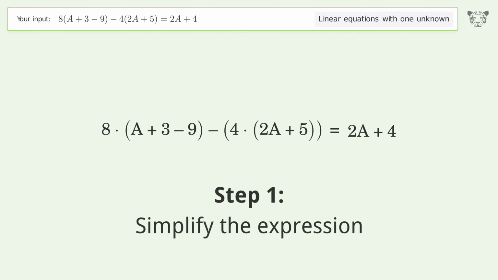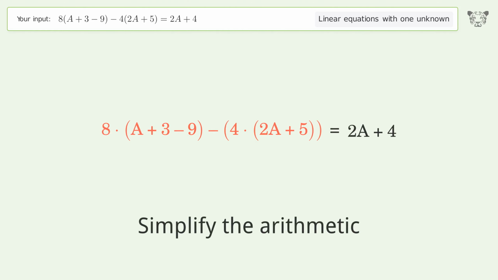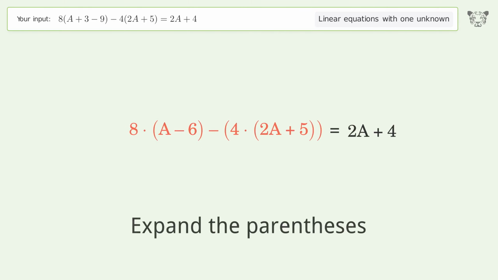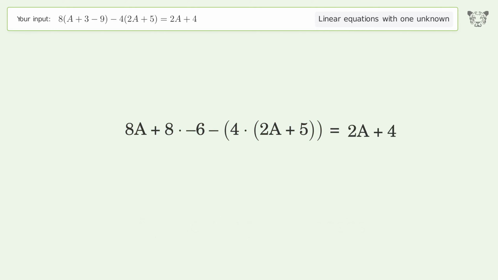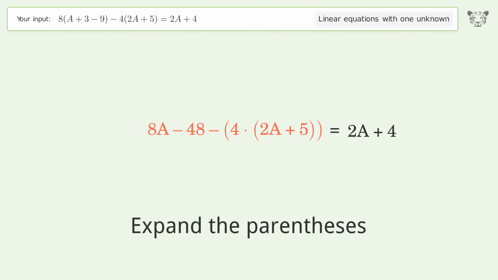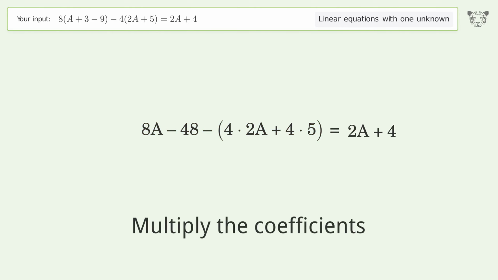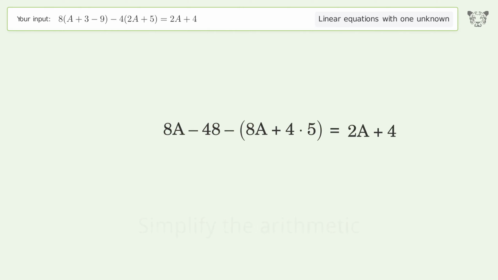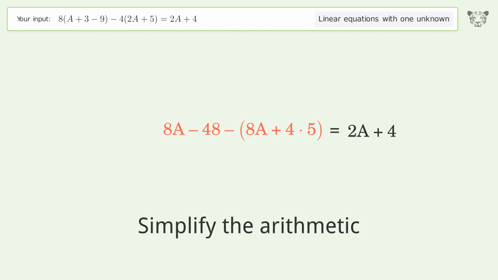Simplify the expression. Simplify the arithmetic. Expand the parentheses. Simplify the arithmetic. Expand the parentheses. Multiply the coefficients. Simplify the arithmetic.